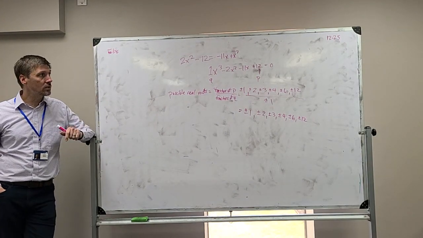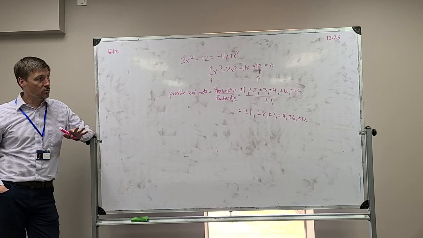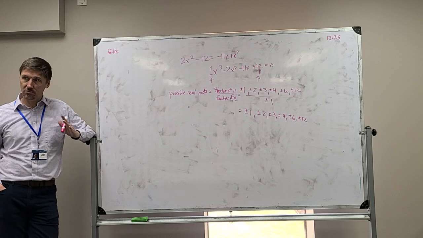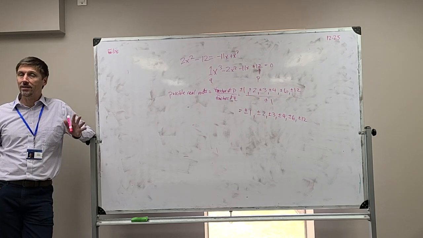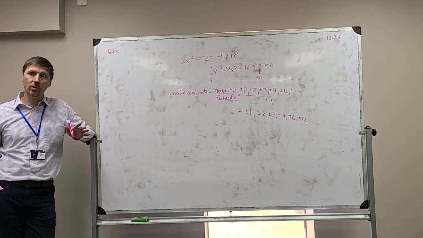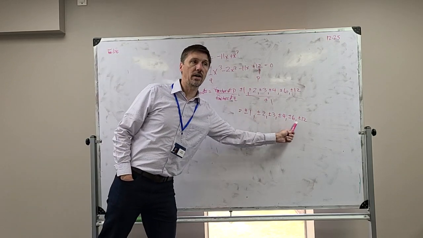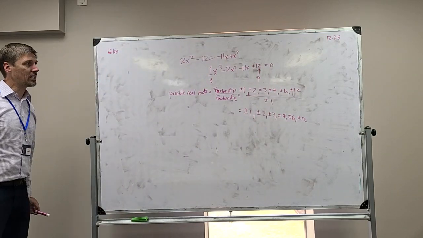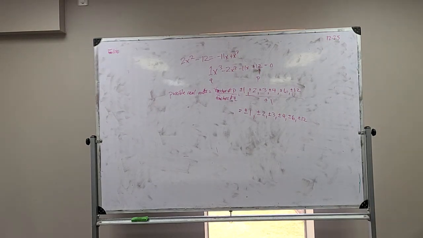What it means is that some of these values, not all of them, but if there are any real roots to this equation, those real roots are one of these values here. If we were to actually solve this, we'd get 3 roots, because it's x cubed.